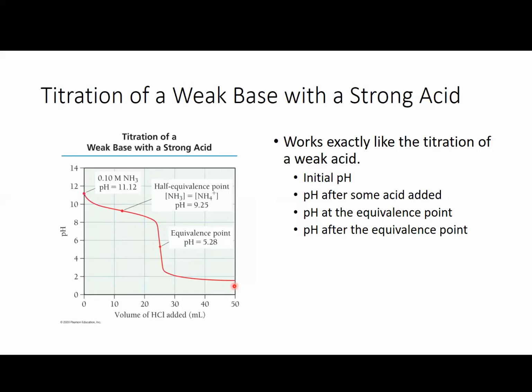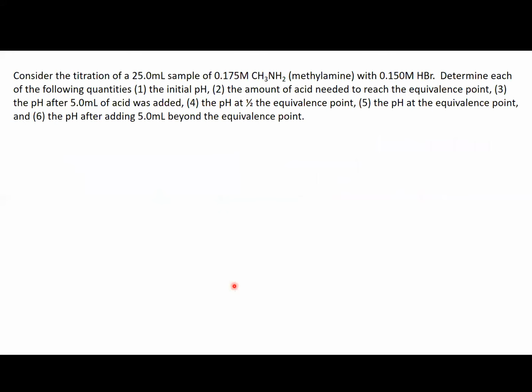So here's our question. Let's consider the titration of a 12 mL sample of about 0.175 molar methylamine with 0.15 molar hydrobromic acid, HBr. We're going to determine these 6 things: the initial pH, the amount of acid we need to reach the equivalence point, the pH after 5 mL was added, the pH at halfway to the equivalence point, the pH at the equivalence point, and the pH 5 mL after the equivalence point. If it seems like there's a lot in this, there is, no question about it. However, these are all things that we know how to do.